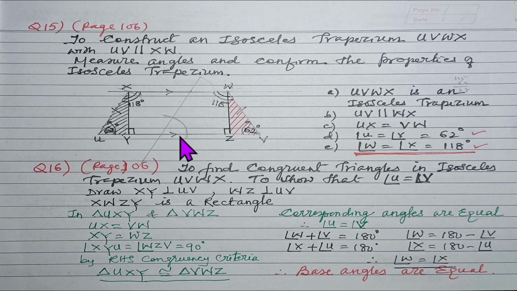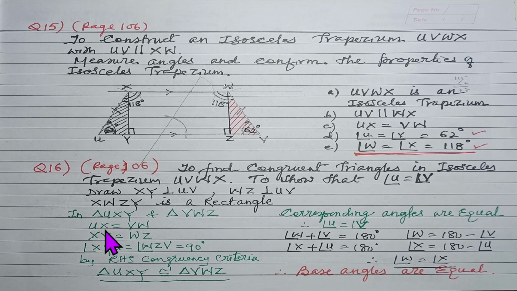Now in the same example here, we have been asked question number 16, page 106, to find the congruent triangles in the isosceles trapezium UVWX and to show that angle U and angle V are equal logically. Now let us do one thing. What we will do here, let us draw XY perpendicular to UV and also draw WZ perpendicular to UV.